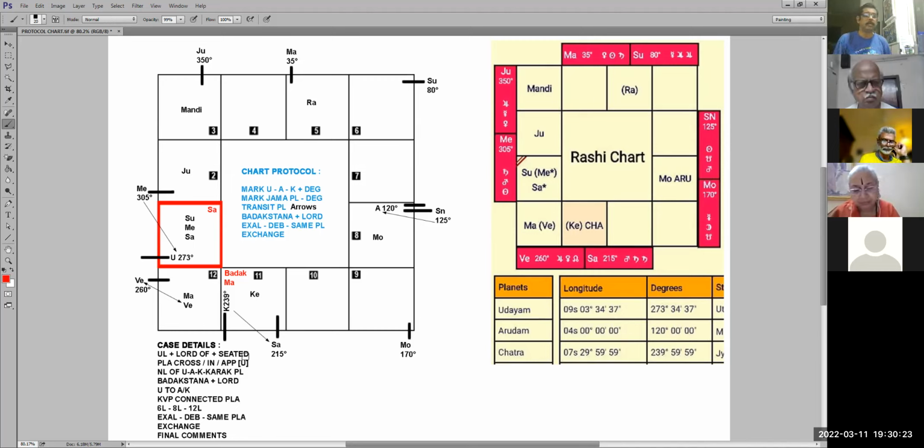You don't need to do that. But normally what I do is I write it over here in front of this. So Udayam Lord is Saturn, and it is Lord of the second house, and it is seated where? It is seated in the first house, and it is seated in the 11th house. Okay. I'm just pulling this out so that you can read it. This is how I write it.